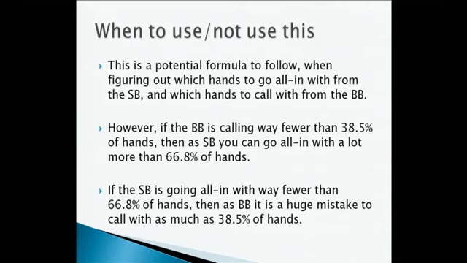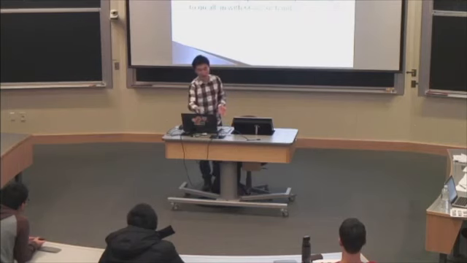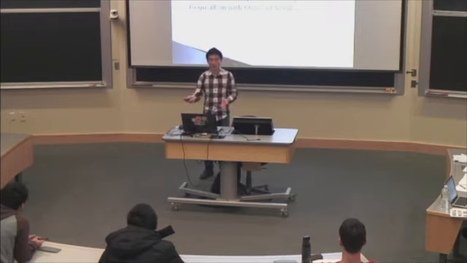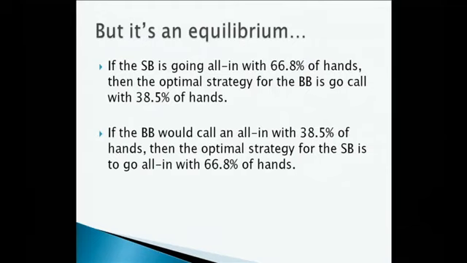And if they're shoving too little, then you call very little as well. But what's good about the Nash equilibrium strategy is you know you can't be exploited, no matter what they do. The reason why this is called the convergence point is because if the small blind is shoving 66.8%, the best for the big blind to do against that is 38.5%. And the best to shove against a 38.5% calling range is 66.8. So it essentially converges. That's why it's called an equilibrium.